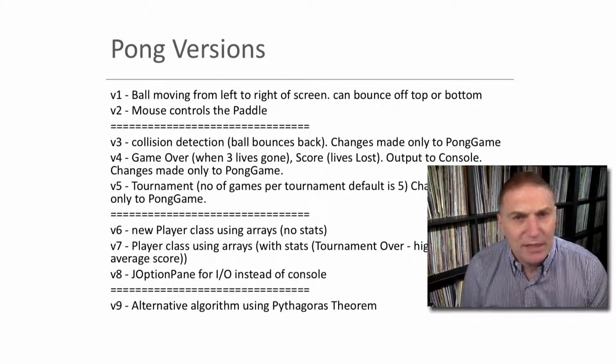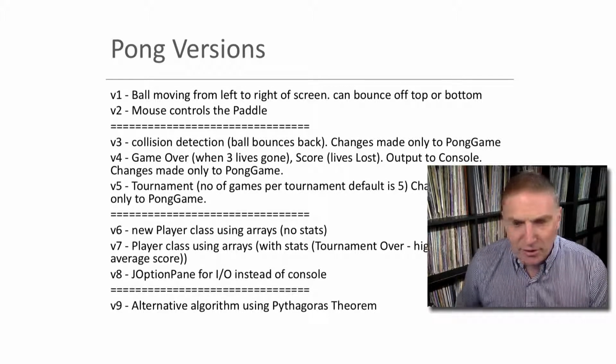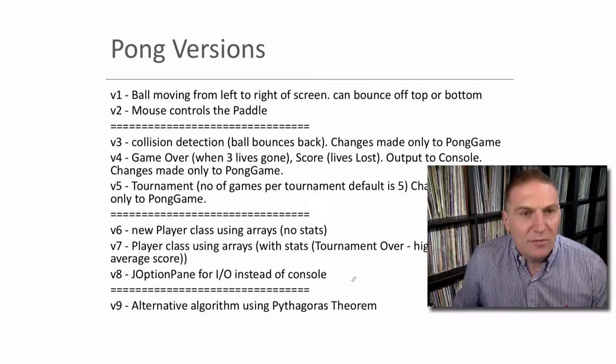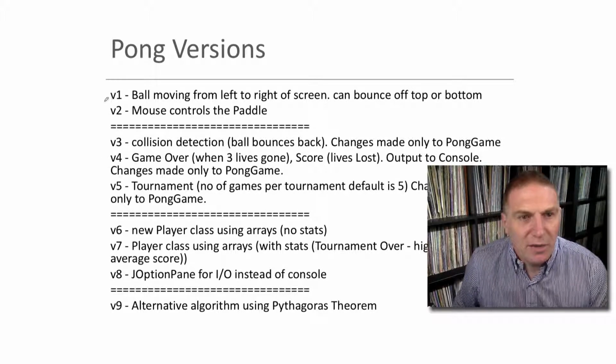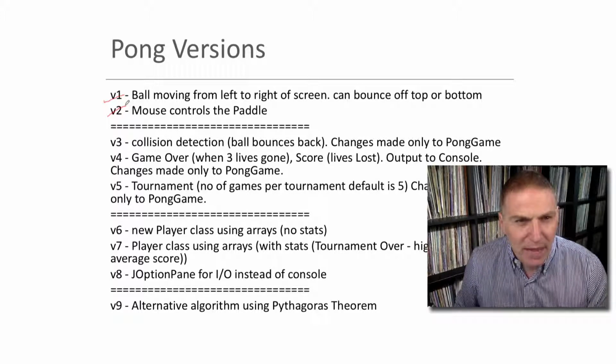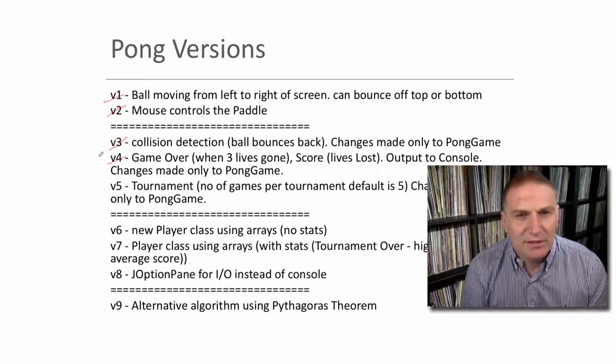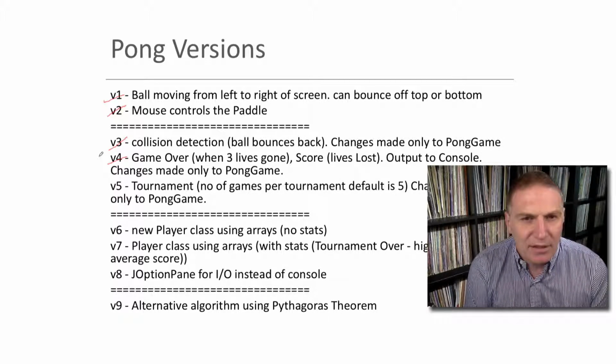Here's a more detailed recap of what's in all of the different versions. So we started out with version 1, the ball moving from the left to the right of the screen. We then moved on to version 2 with the mouse controls controlling the paddle. So we now had a ball and a paddle. In version 3 we implemented collision detection. Version 4 we had game over when 3 lives were gone, score when lives were lost, and output to the console. Changes made only to the Pong game.